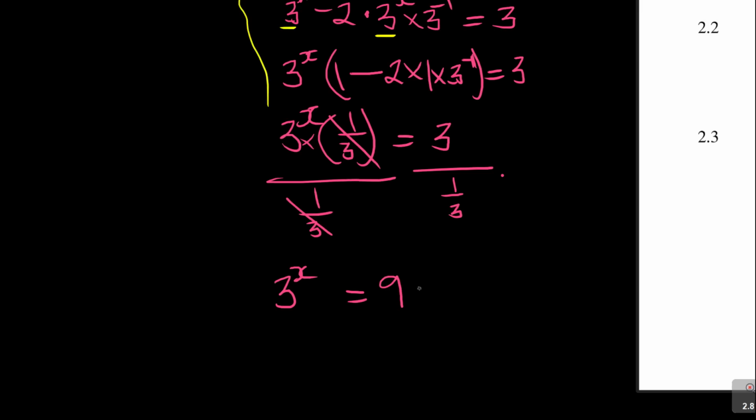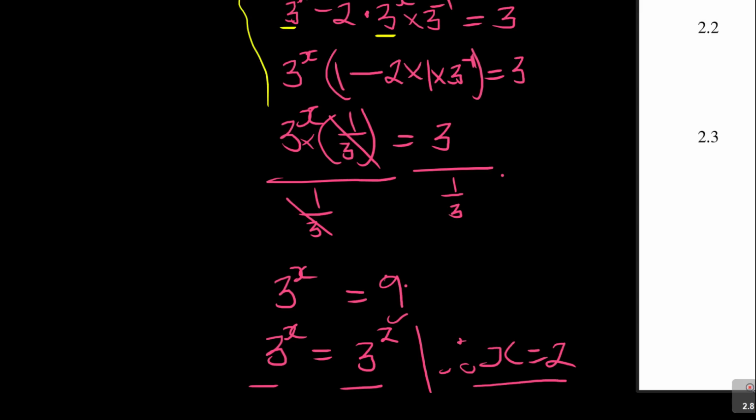Now you need to remember 9 is 3 squared. So 3 to the exponent x is equal to 3 squared. When the bases are the same, we can say therefore x is equal to what? 2. The bases are the same.